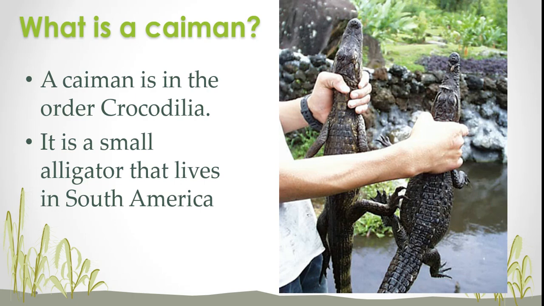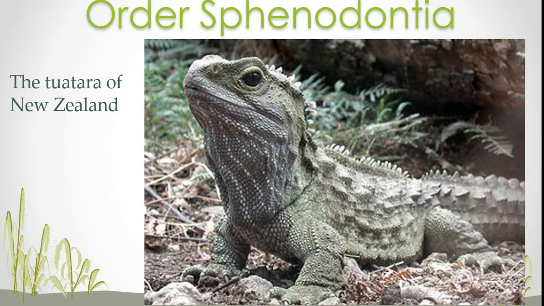Caiman is like a tiny alligator. They live in South America. Sometimes you'll see people showing them off as, here's a baby alligator. A lot of times they're showing the kids so they can touch them because they're pretty safe to handle. They're usually actually caiman.